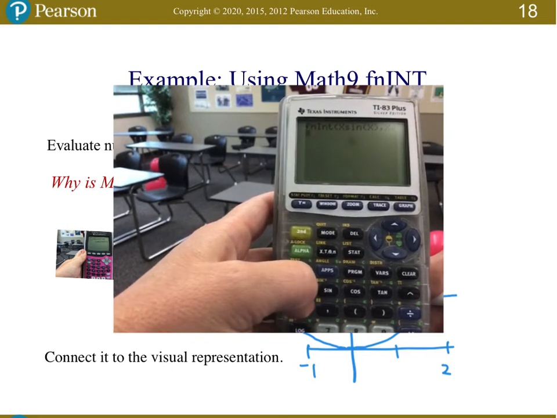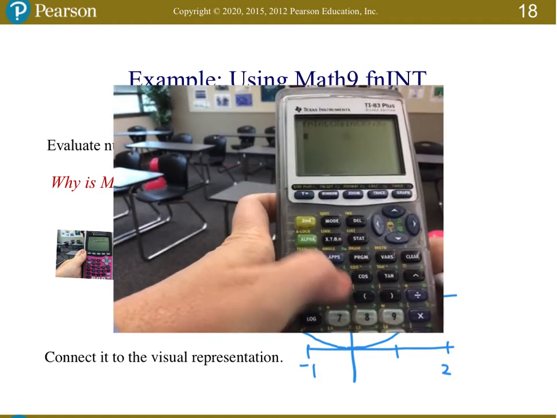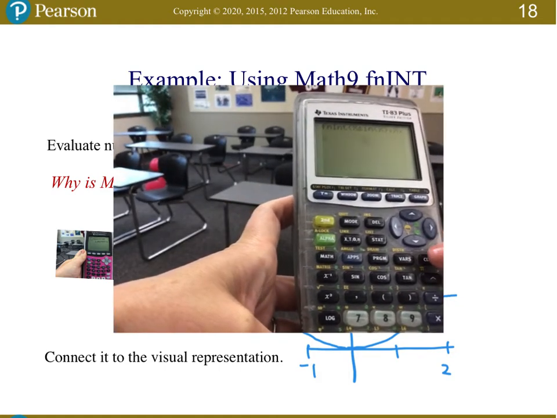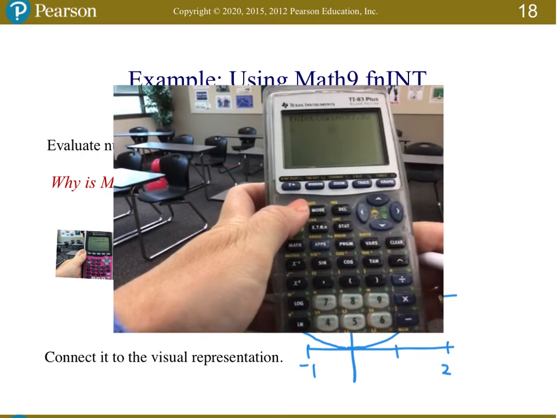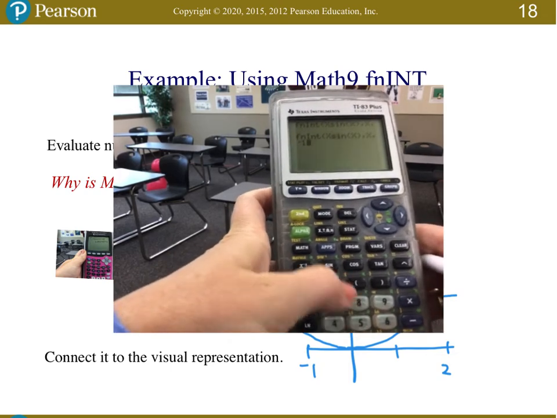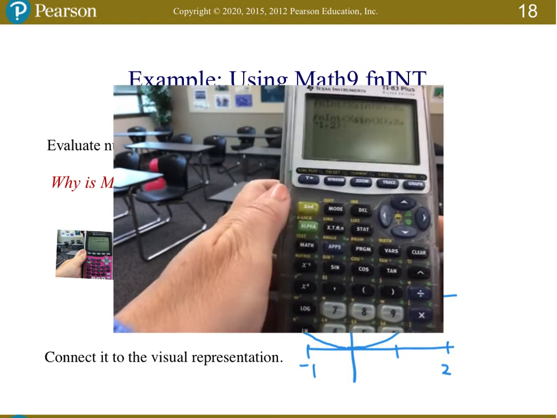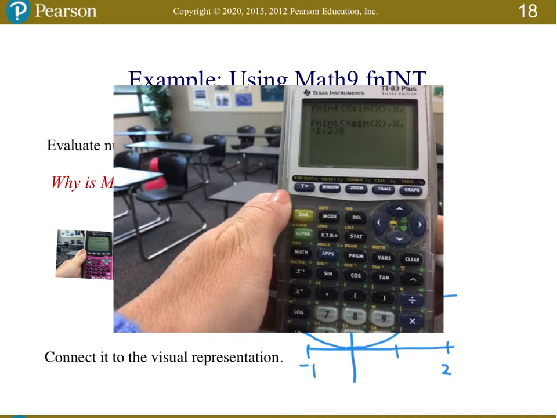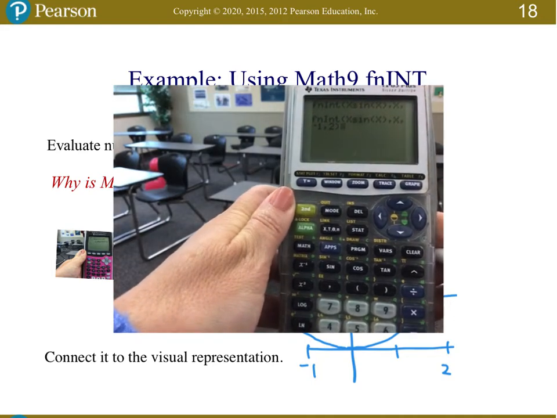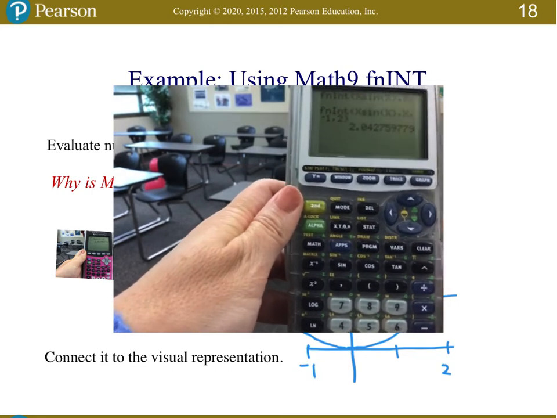And then you're going to put in your two bounds. And your two bounds are -1 and then a 2. All right, -1, comma, 2. Sorry, I messed up on the first one, so ignore the first line. So make sure you put your function first, comma, x to represent the x-axis, and then -1 and 2 are your bounds. And then you put enter, and you get 2.0427, so 2.043 as well.